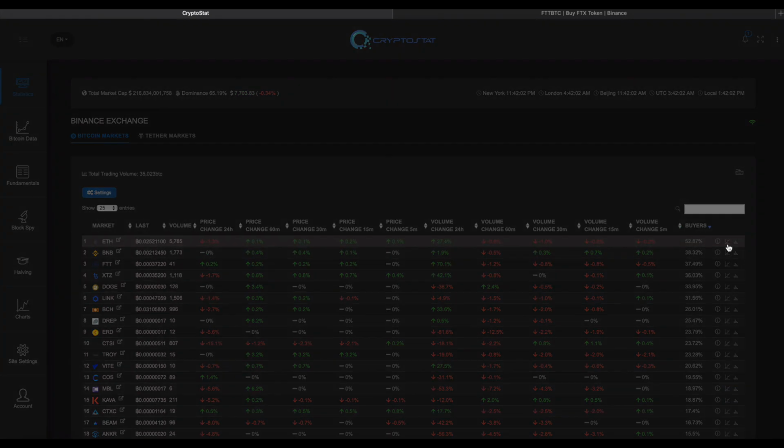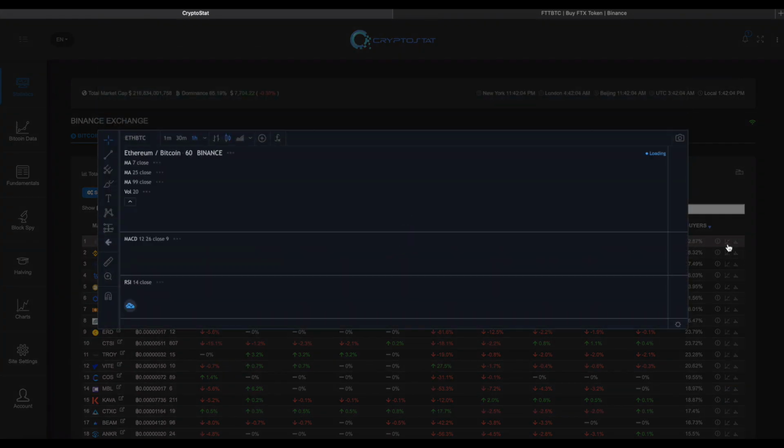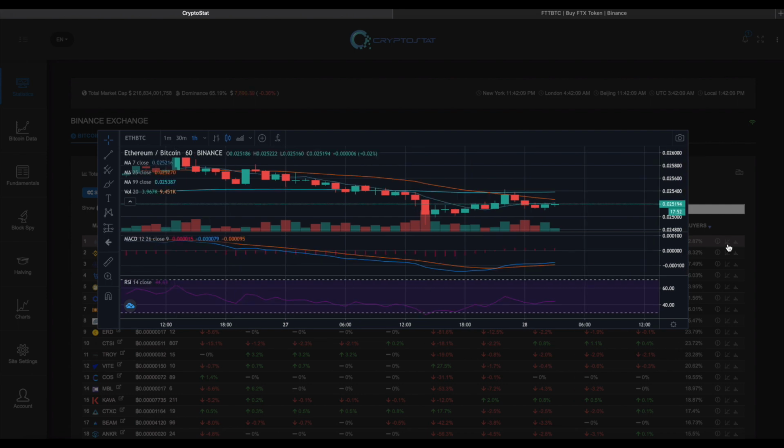We can also bring up charts here. So if you just want to quickly have a chart and you don't really want to open up Binance, or whatever exchange you're currently using, you can just click on the charts, and you can use the tools and do whatever you need to do right here.